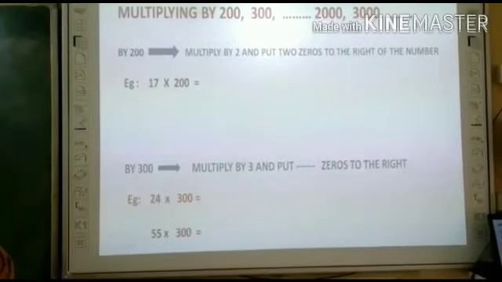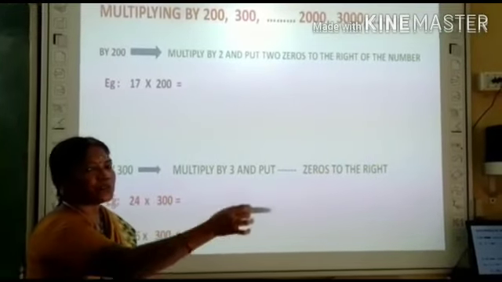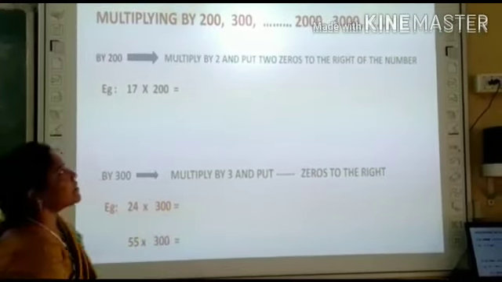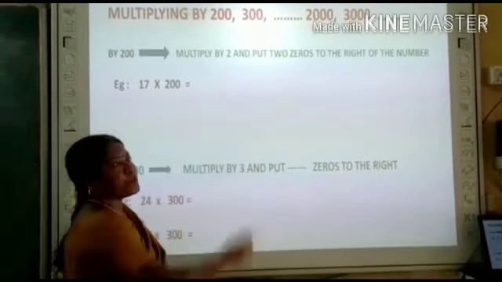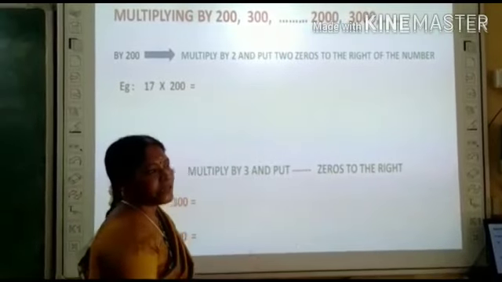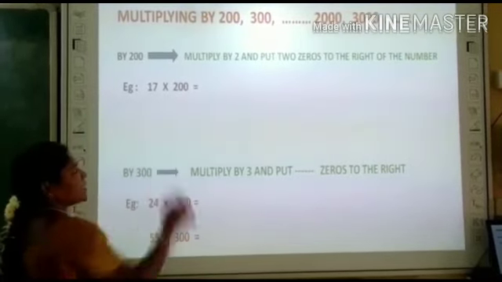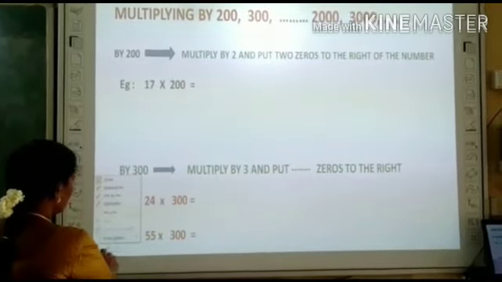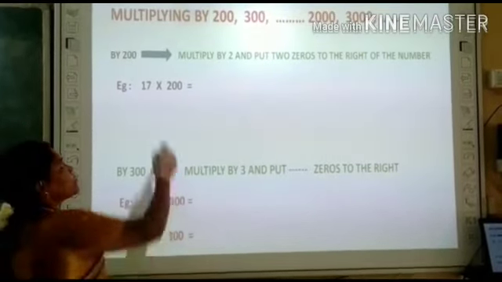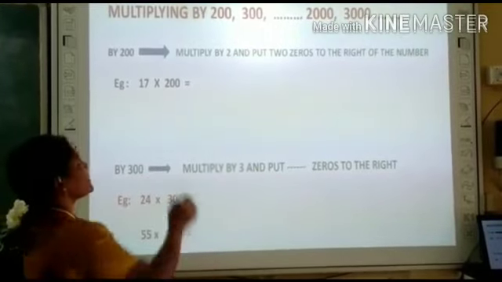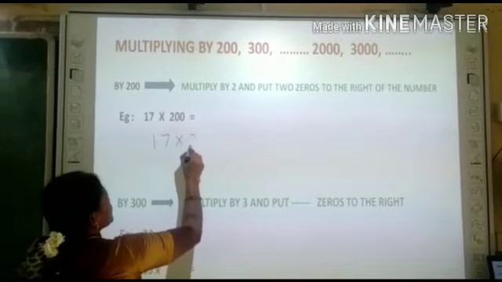Then next, multiply by 200, 300, then going on, 2000 and 3000 likewise. By 200, you multiply by 2 and put 2 zeros to the right side of the given number. Example: 17 into 200. First we should multiply 17 into 2.